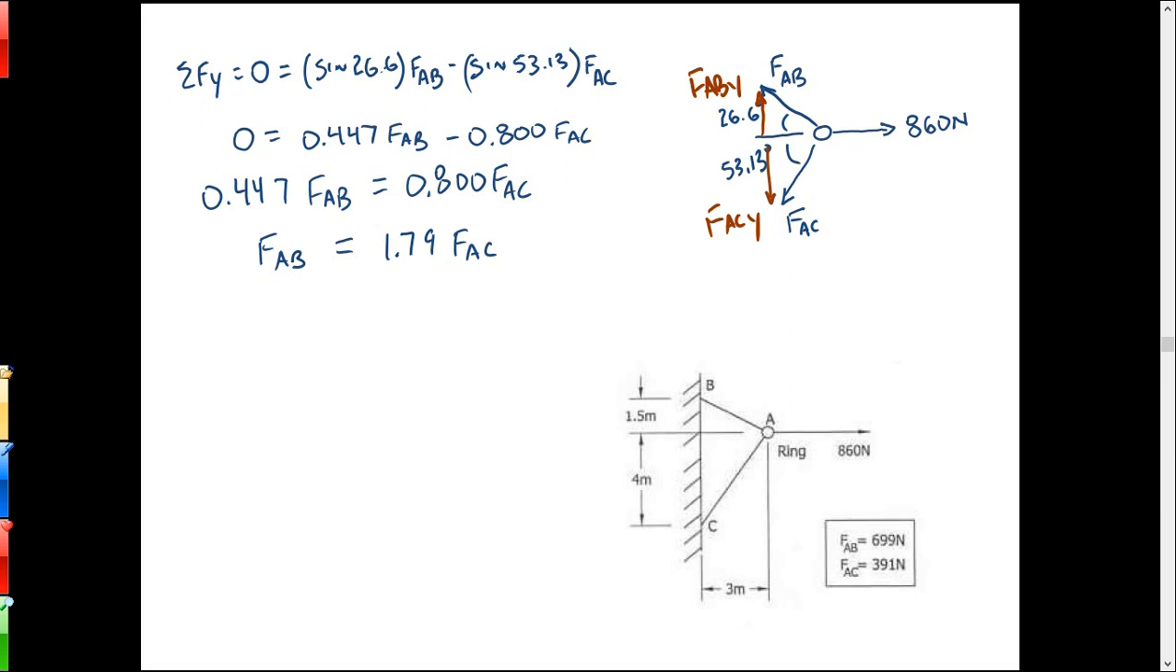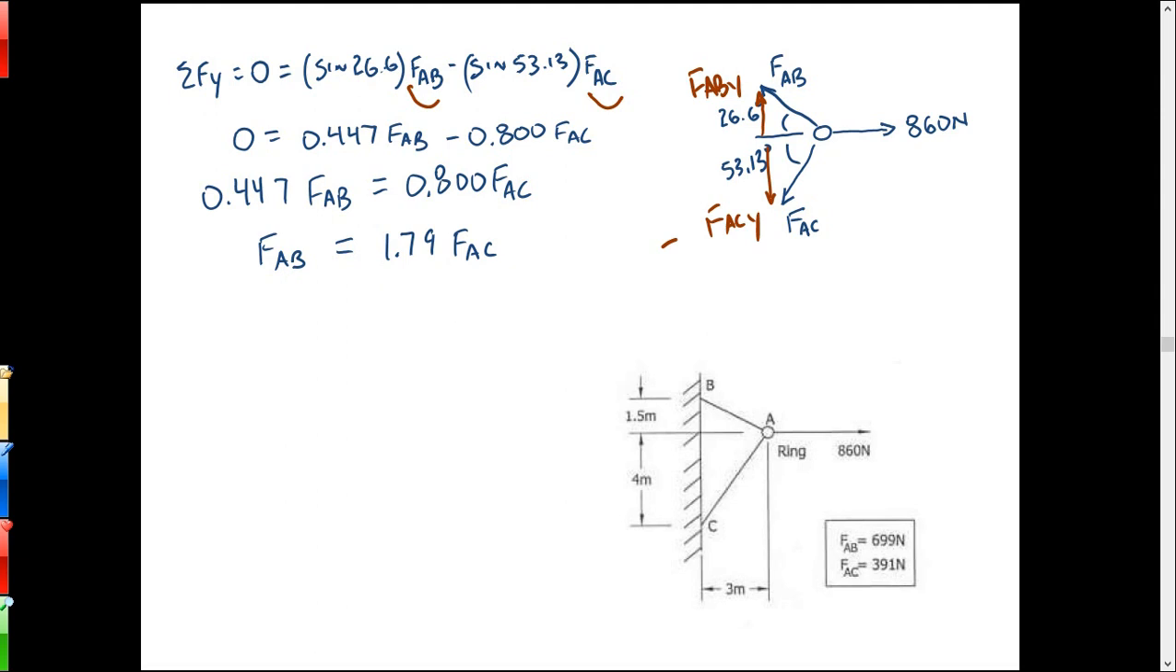All right. So sum of Fy is 0: sine 26.6 FAB minus sine 53.13 FAC. Notice it's sine 26.6 FAB. It is not sine 26.6 FABy. I see people doing that sometimes. That's not correct, and it does matter because I'm trying to get back to what FAB and FAC are. If I take sine of 26.6 times the actual full magnitude of AB, that gets me the y component that I want to put into this equation. That way I can back out and solve for what FAB is.